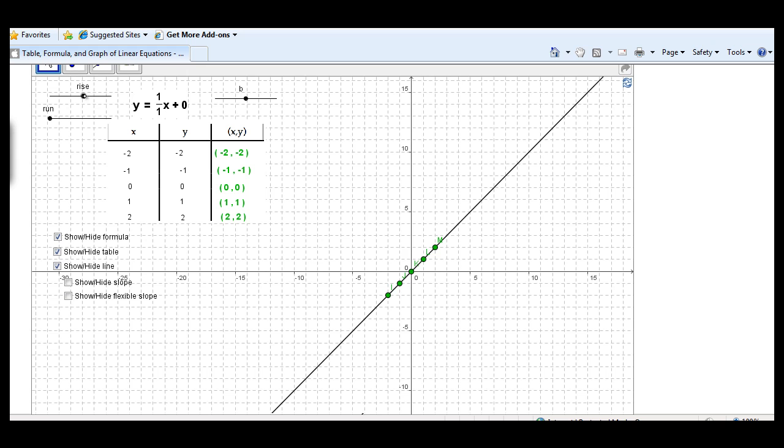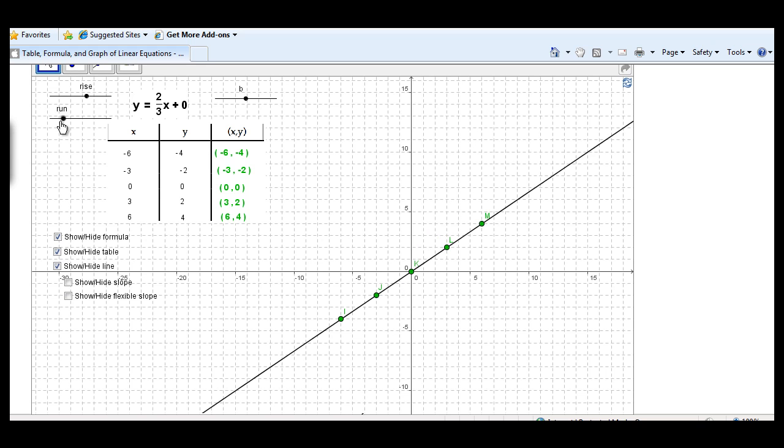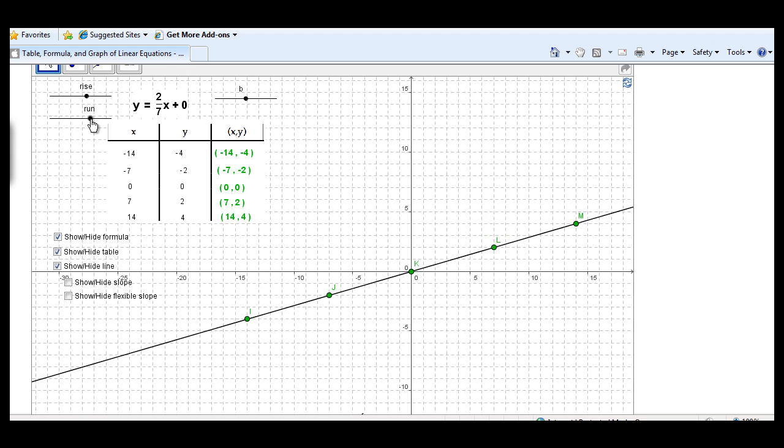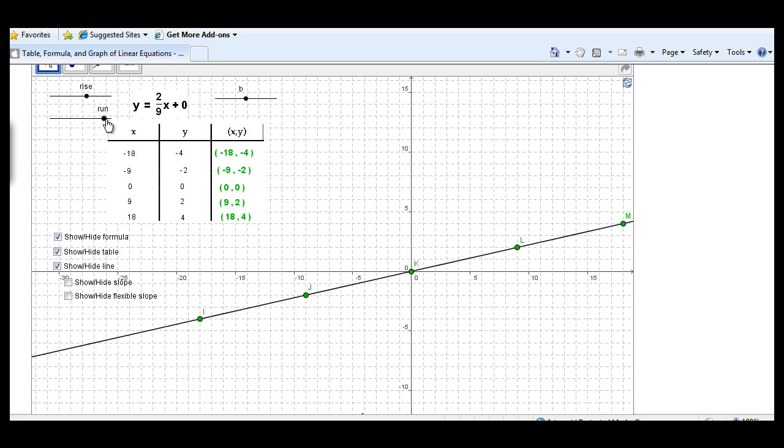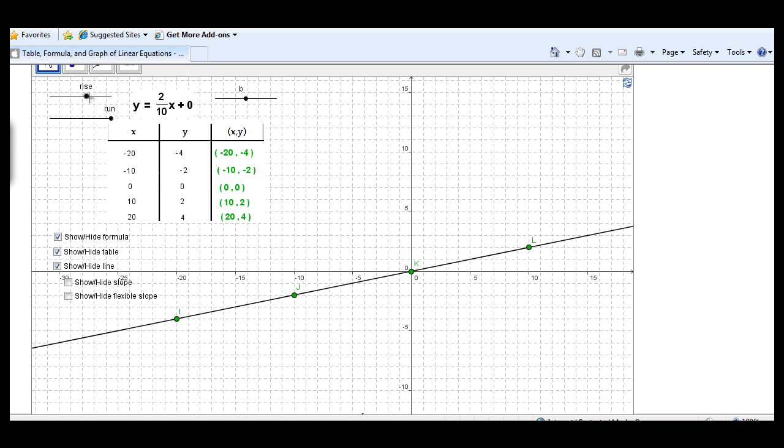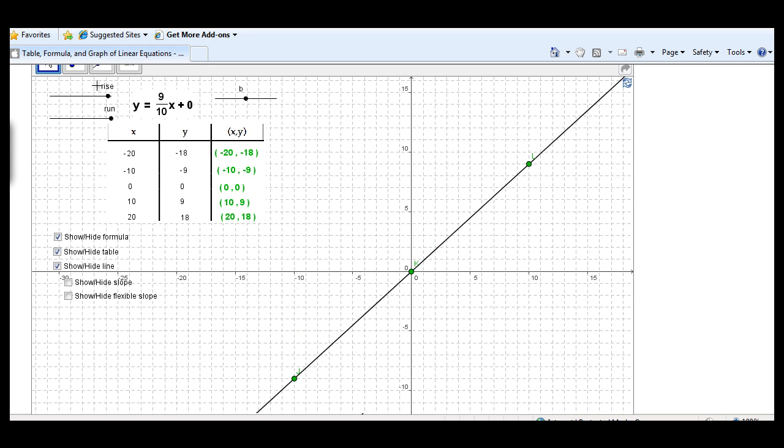And then I could change my rise, which is the change in y. And you see the difference: when your slope is positive, it rises from left to right. And if you change your run, when the run and the rise are the same, it's going to become flatter. Anyway, that's it for this lesson.